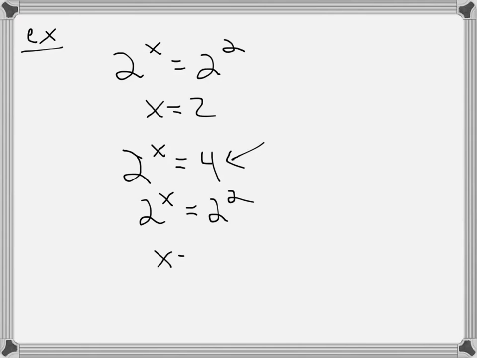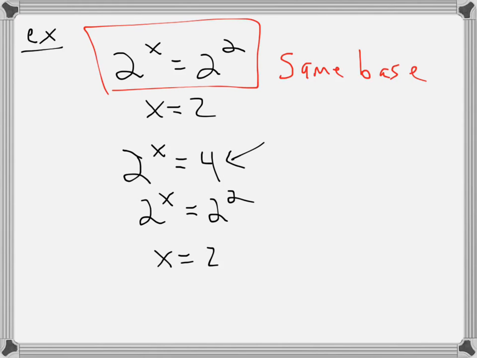And now I could just go x equals 2. Here's the idea. We need the same base. If we have the same base, like we kind of started with in this form, then we can immediately just solve the exponents. So some number to the x power equals that same number to some other power. We'll just set the two sides equal to each other. And this is going to be the strategy that we will need to solve more complicated problems.